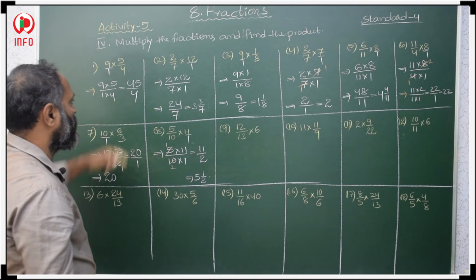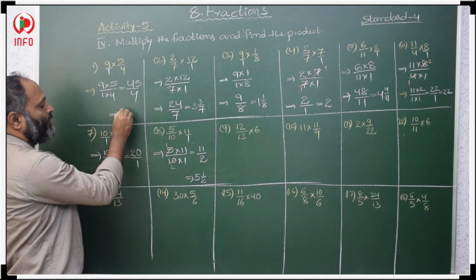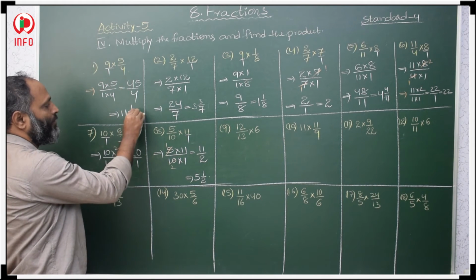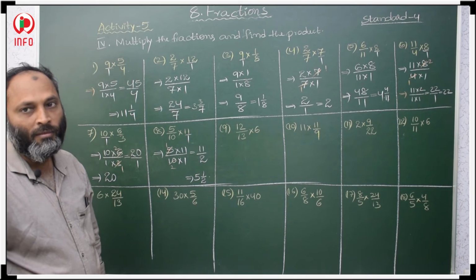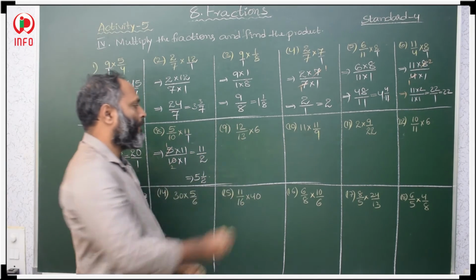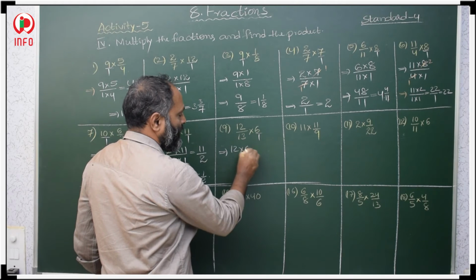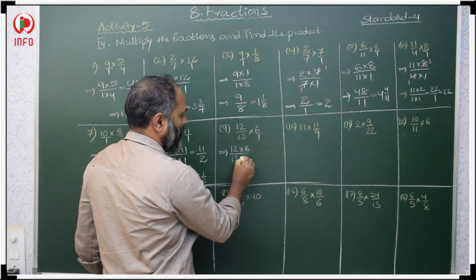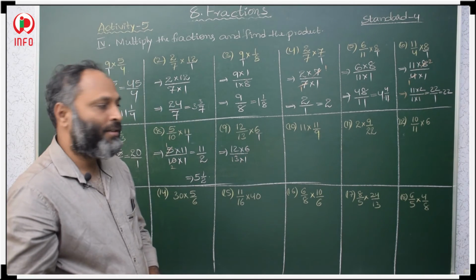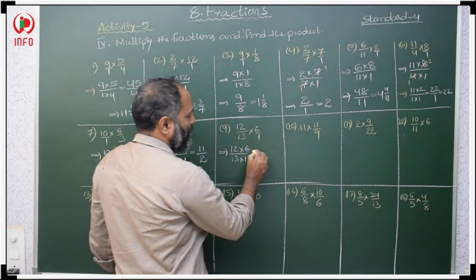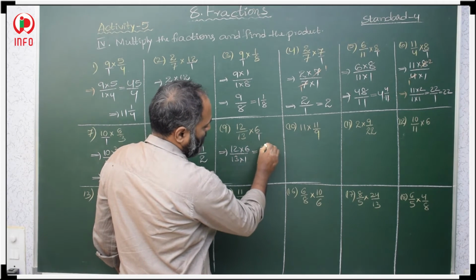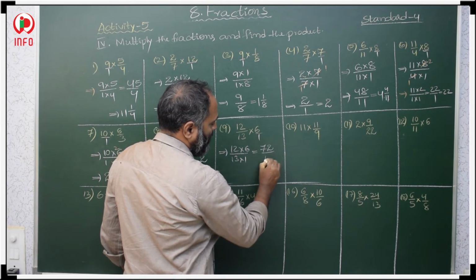Okay, so this is also a mixed fraction. 11 4s are 44 and 1, so 45 by 4. Now we have to multiply this: 12 into 6 by 13 into 1. There is no common factor, so directly you have to multiply. 12 6s are 72 by 13.